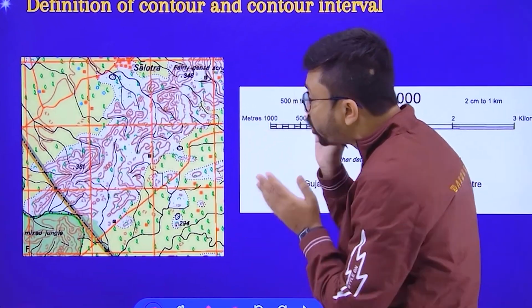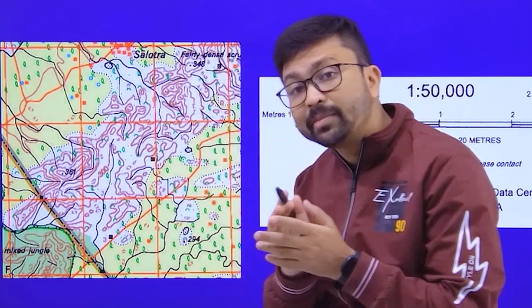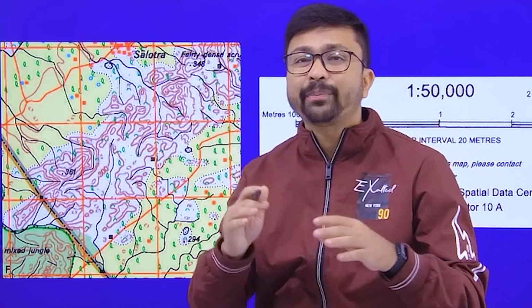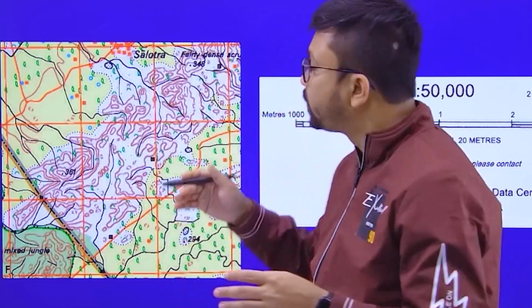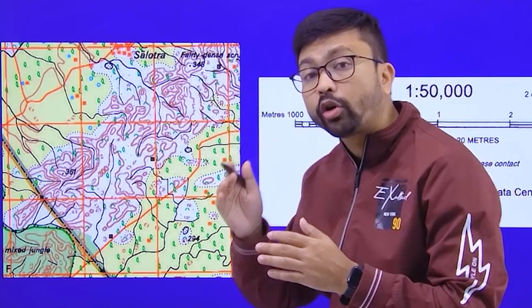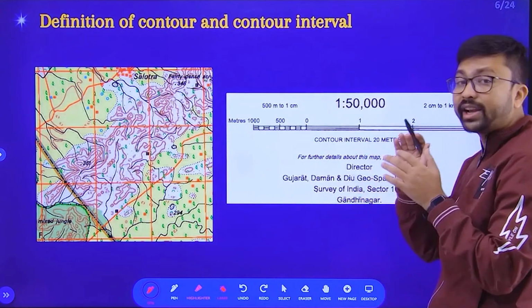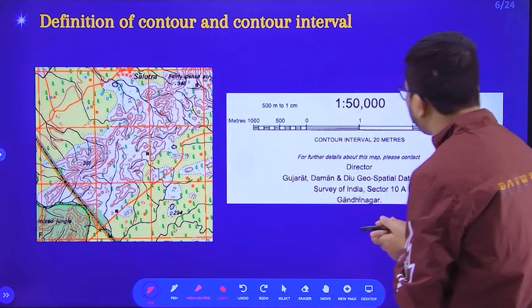And you will observe one thing: those contour lines may be very close, may be far away, may be haphazard, spread or marked in different ways, but they will never cross each other. It is not parallel, but they will not cross each other, right?